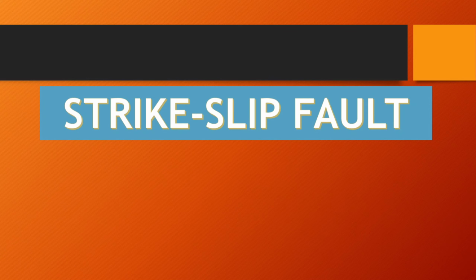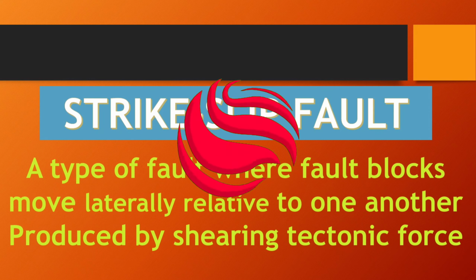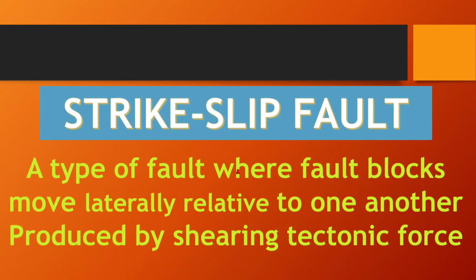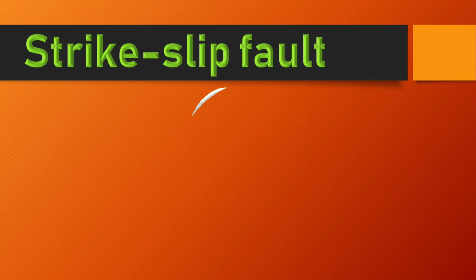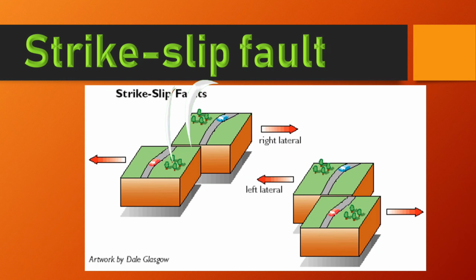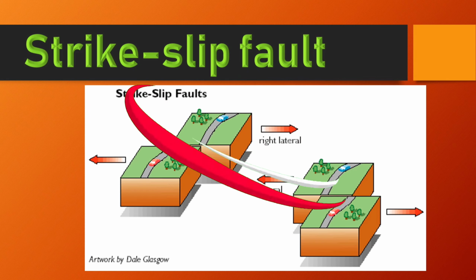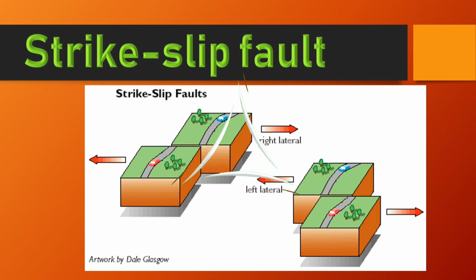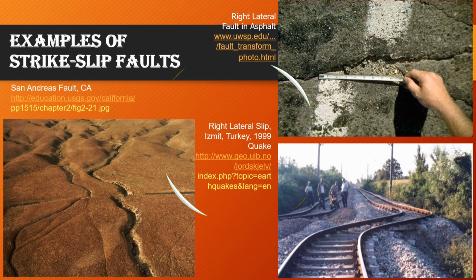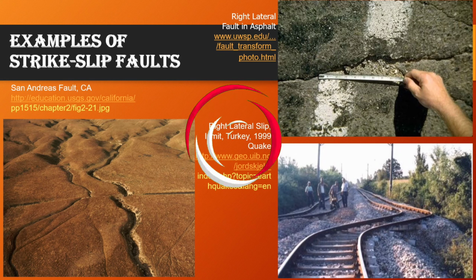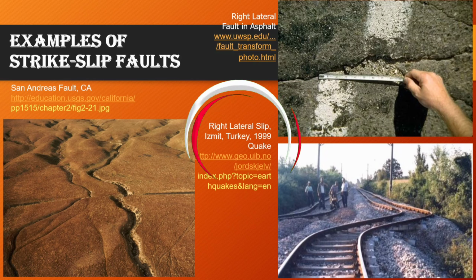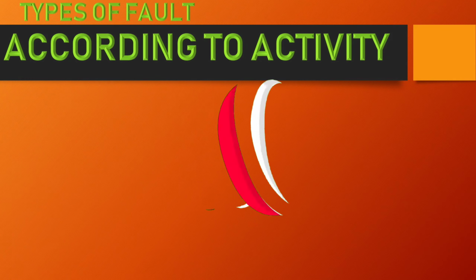Next is the strike-slip fault, a type of fault wherein fault blocks move laterally relative to one another, produced by shearing tectonic forces. The right lateral and the left lateral. Here are some examples of strike-slip fault. Masdan yung mabuti ang riles ng train mga bata. Tama, hindi natuwid ang riles ng train.